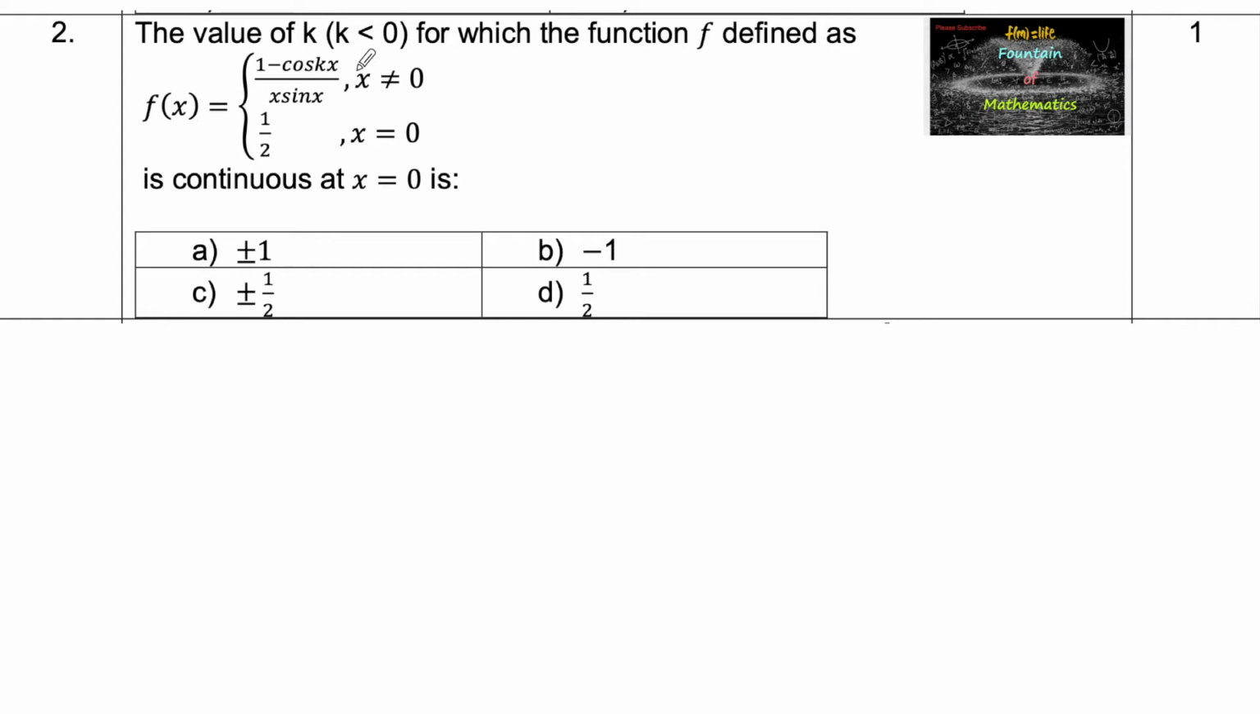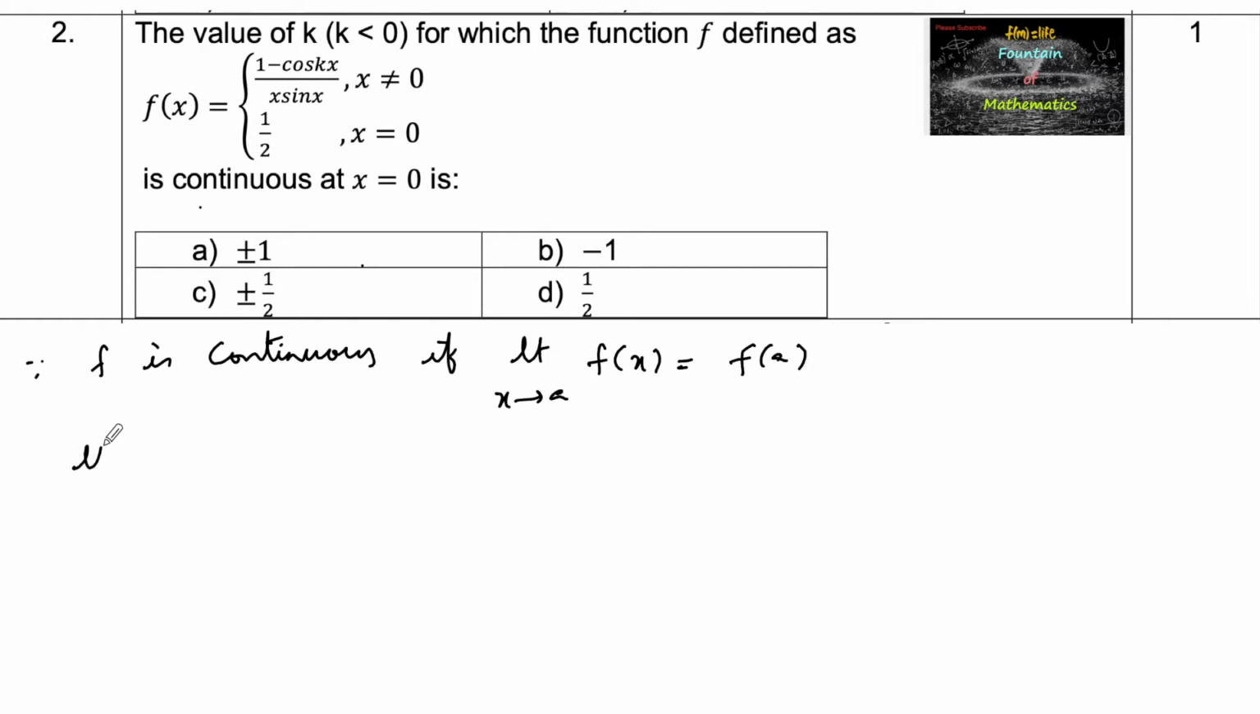The value of k, where k is less than 0, for which the function f defined as f of x is equal to 1 minus cos kx upon x sin x, where x not equals to 0, and 1 by 2 where x is equal to 0, is continuous at x is equal to 0. Since f is continuous, if the limit x tends to a, f of x is equal to the functional value f of a.